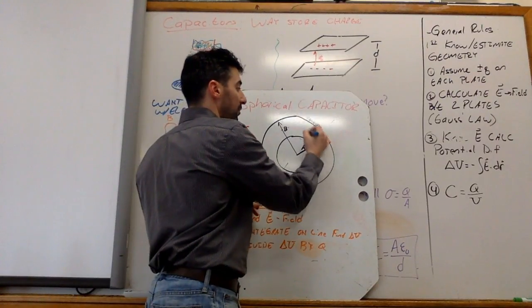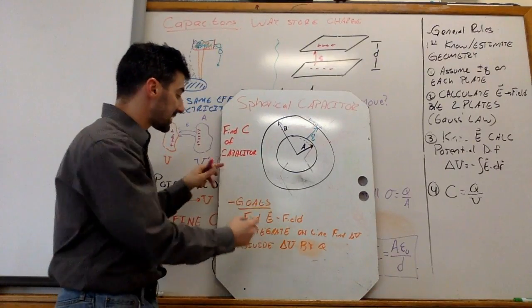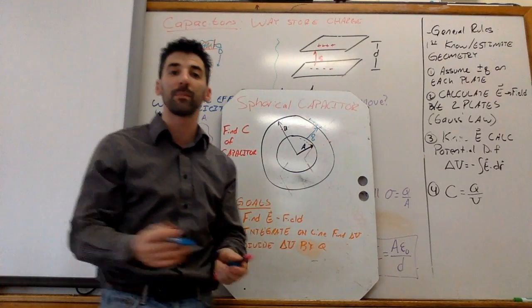I'll put a little Q there. Move my charge from A to B. That's the line I'm going to integrate at. The hard part is starting, finding this electric field, and this is what people have a problem with.